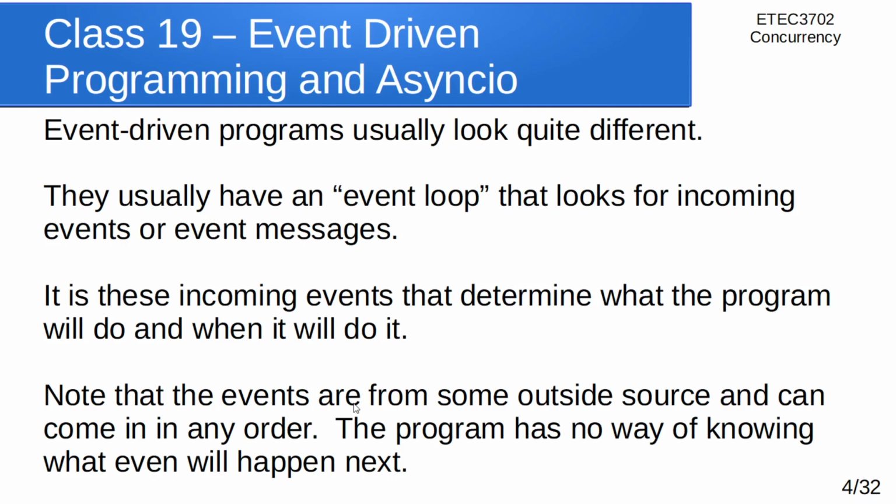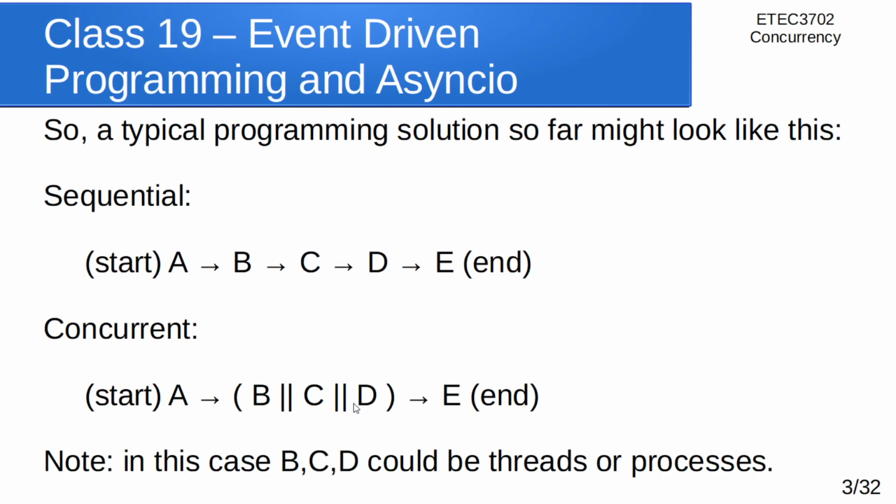Now, event-driven programming, however, can still have elements of concurrency, but they usually look different. In other words, we usually have an event loop, and when events happen, they go into that event loop, and the event loop then processes that. So those incoming events, and how they're reacted to, determine what the program will do and when it'll do it. So notice that's a little bit different than the kind of flow that we would see with a program like we had back here.